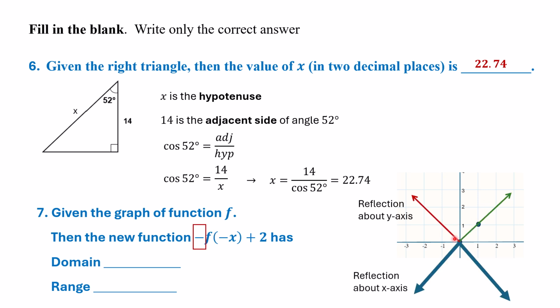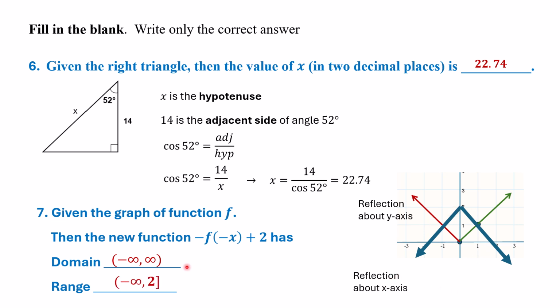And then next, the negative in front of the function means a reflection about the x-axis, so this graph will be reflected across the x-axis. After that, the transformation is plus 2, so from this graph it will move 2 units upward. And now this is the graph of the new function. So we can now find the domain, which is from minus infinity to positive infinity, and the range is from minus infinity up to positive 2, where 2 is included. So these are the answers.